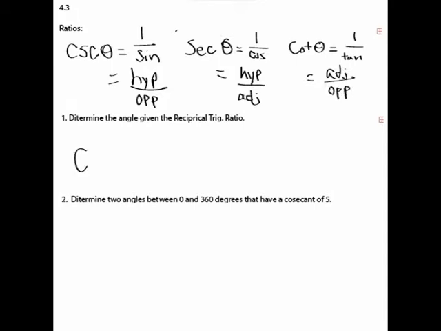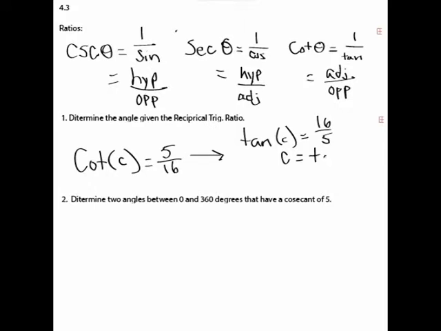The first example asks you to determine the angle given the reciprocal trig ratio. The trig ratio given is cotangent of C is equal to 5/16. First, notice that cotangent is a reciprocal trig ratio, meaning that cotangent of C is equal to 1 over tan C. From this, we can see that tan C is equal to 16 over 5. If you take the inverse tan of 16 over 5, that should be the equivalent of C. Therefore, angle C is approximately 73 degrees.